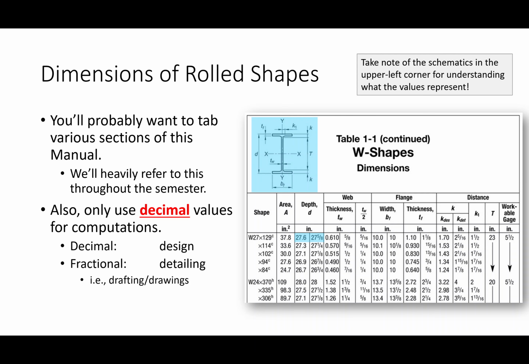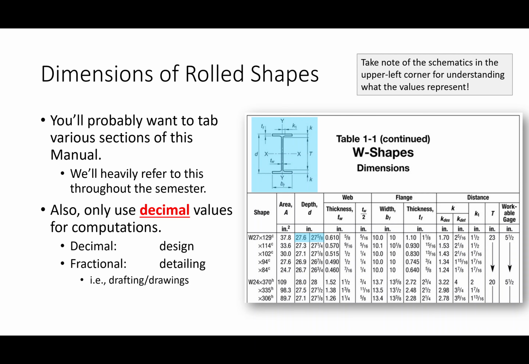Now a little bit about the anatomy of this table. What you're looking at on the left page and the right page all correspond to the same shapes. For example, if you look at a W27 by 129 on the left page and track that over to the right page, there's a corresponding row that says 129. Can everybody see that?